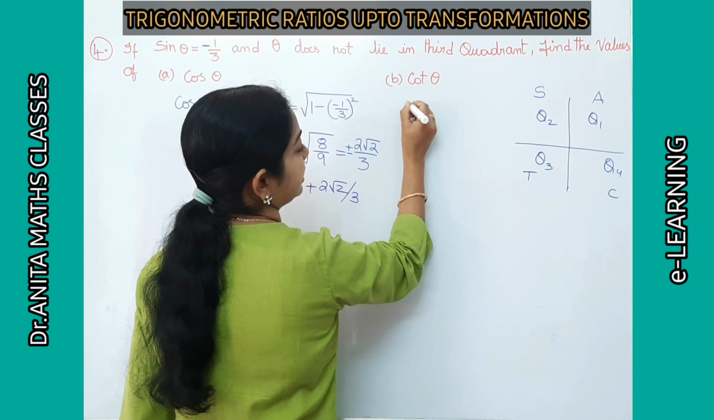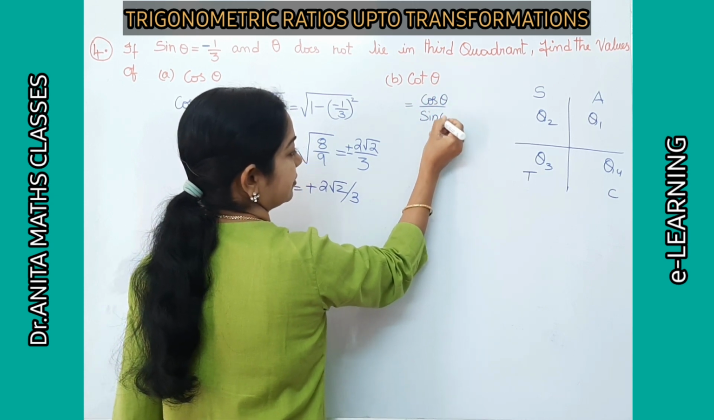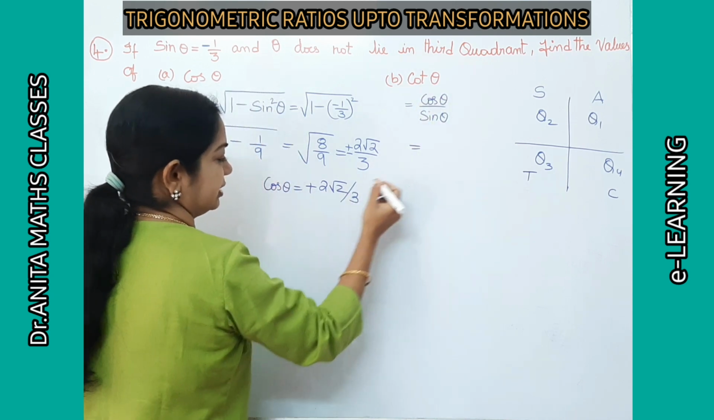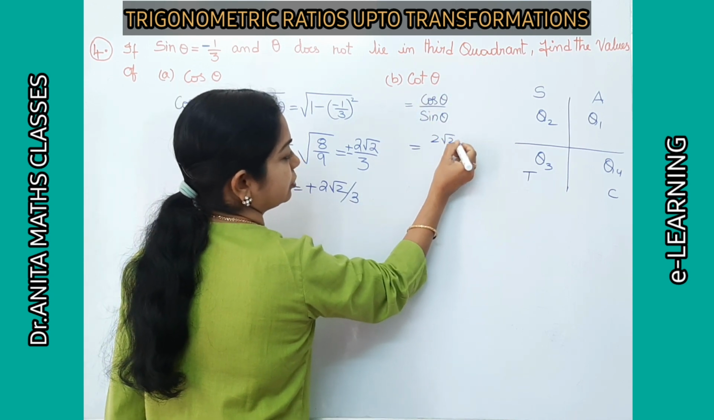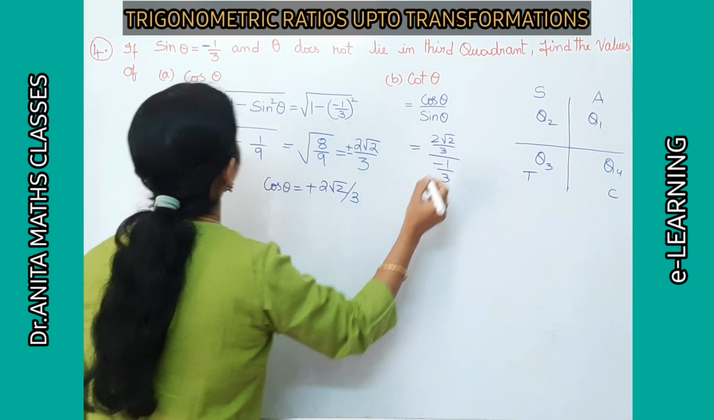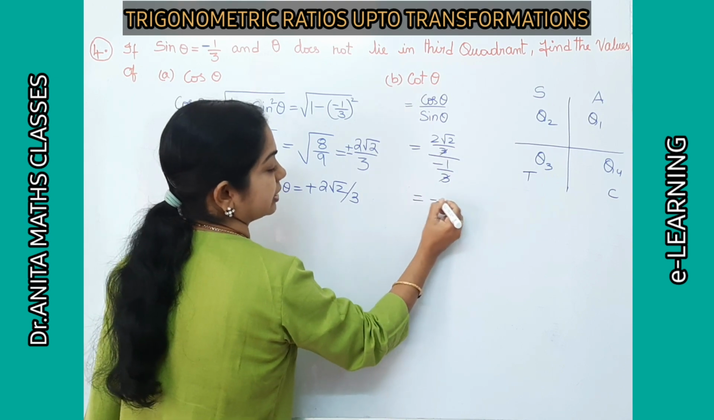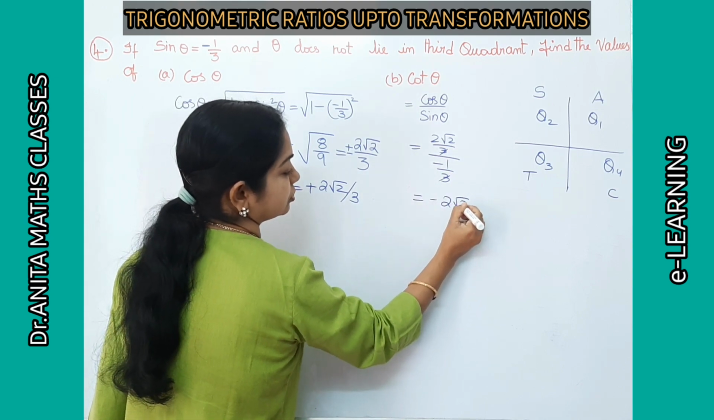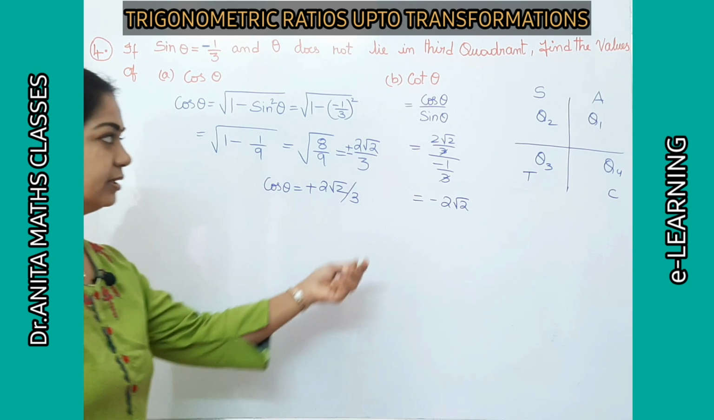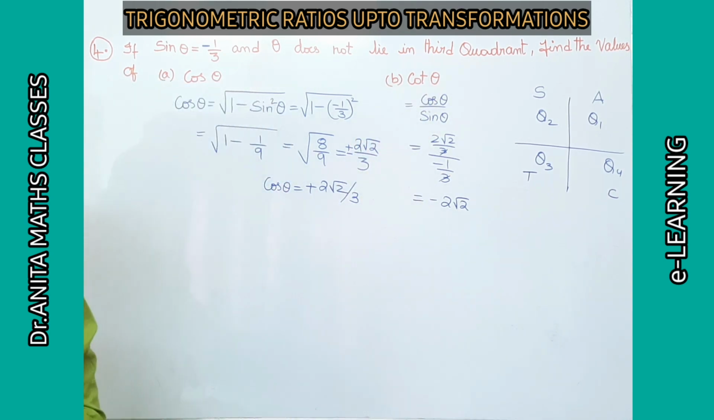Here cot theta is nothing but cos theta by sin theta. We know both the values. Cos theta we got as 2 root 2 by 3, divided by sin theta, which is minus 1 by 3. If you cancel these off, it comes to minus 2 root 2. Here the cot theta value is minus 2 root 2. Please make a note. Pause the video and note it down.